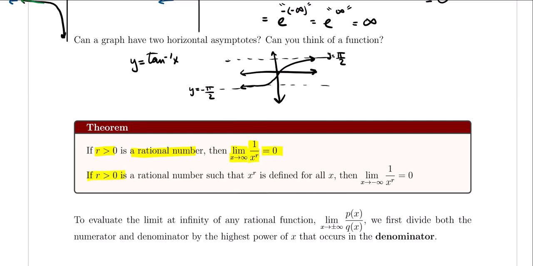Now, if r is greater than 0, and again it's a rational number, such that x to the r is defined for all x, then the limit as x approaches negative infinity for 1 over x to the r is also equal to 0. And this is pretty much what we've been using without actually referencing the theorem. Anytime that you have a constant and you're dividing it here by some number that is getting arbitrarily large, either in the positive or in the negative, you are going to get 0.